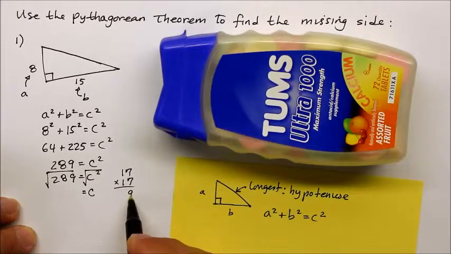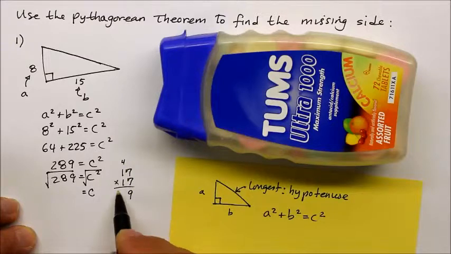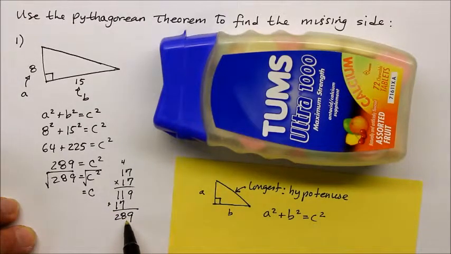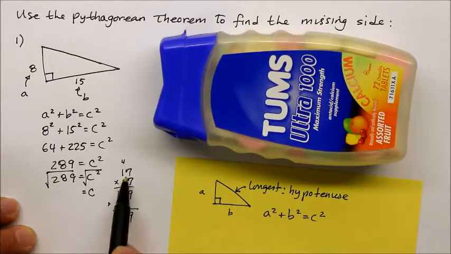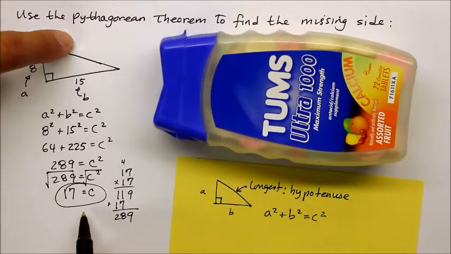7 times 7 is 49. Carry the 4. 7 times 1 is 7, plus the 4 is 11. And the identity, 1 times 17, is 17. And if you add that, does that give me 289? Oh yeah. So the square root of 289 is in fact 17. So the missing side, the hypotenuse, is 17.